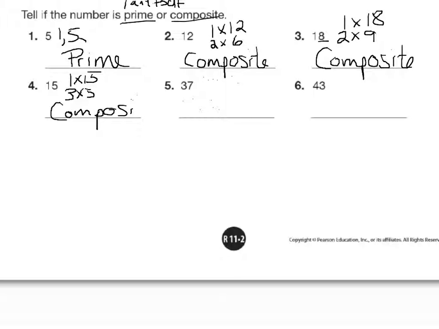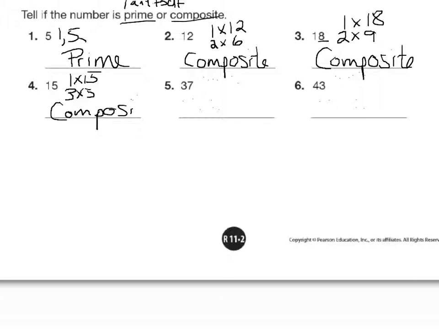Number 6, 43. You know 1 times 43 is 43. It's not even, so it's not divisible by 2. It's not divisible by 3, 4, 5, 6, 7. Not divisible by anything else, so this is also prime.